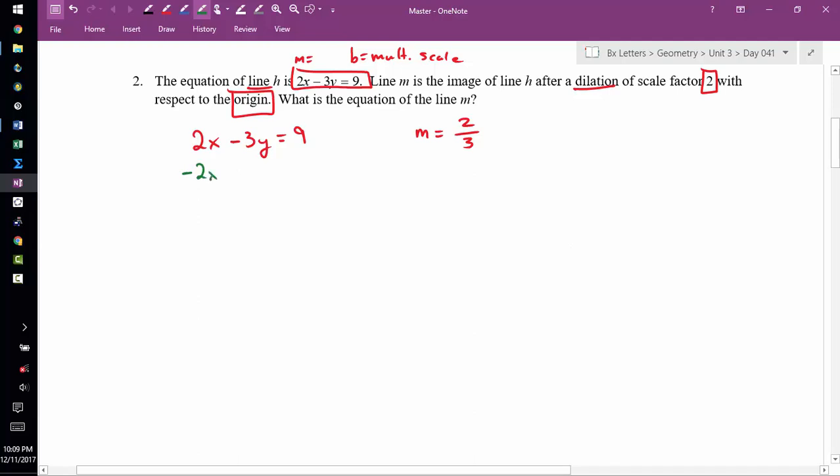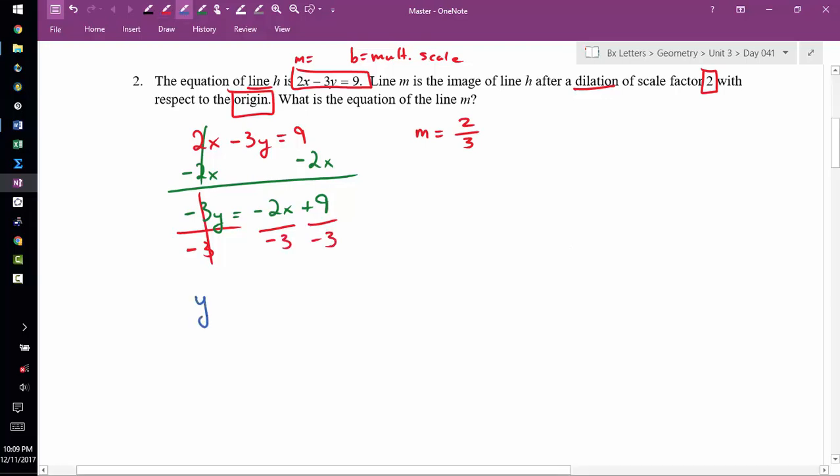I need to get rid of this 2x, so I'm going to subtract 2x. I'll bring down my minus 3y. I'll put the minus 2x in front, that way it just looks more like the mx plus b. I've got to get rid of that minus 3, so I'm going to divide. Each term has to get divided by minus 3. And you can see the negatives cancel. I get 2/3 x. A positive divided by a negative is a minus, and 9 divided by 3 is 3.